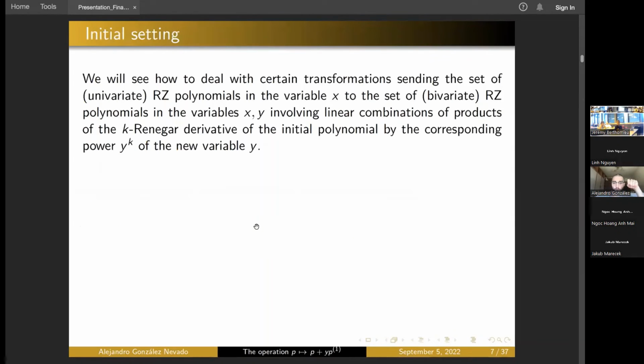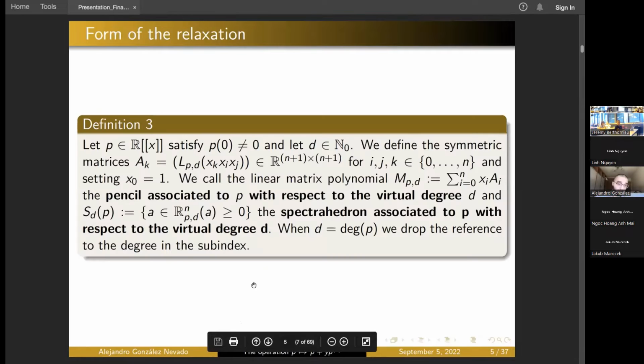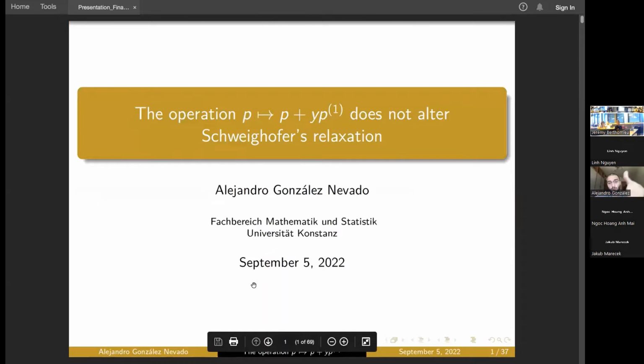And then there are other processes that do that, and the easiest one is the one described in the title of this presentation. It is the operation that takes a polynomial and sends it to this polynomial plus a new variable times its Renegar derivative. I will describe later what the Renegar derivative is. Basically, what you do is homogenize the polynomial and take the derivative with respect to the homogenizing variable.